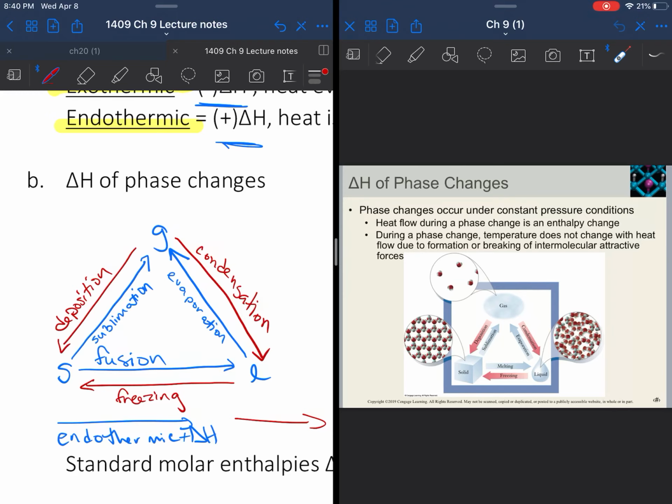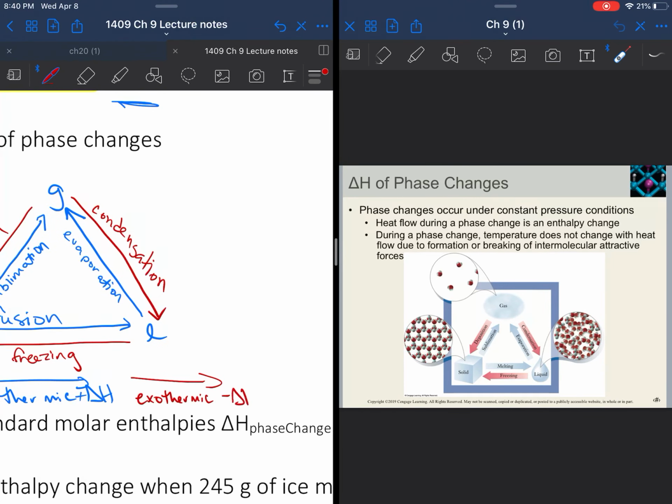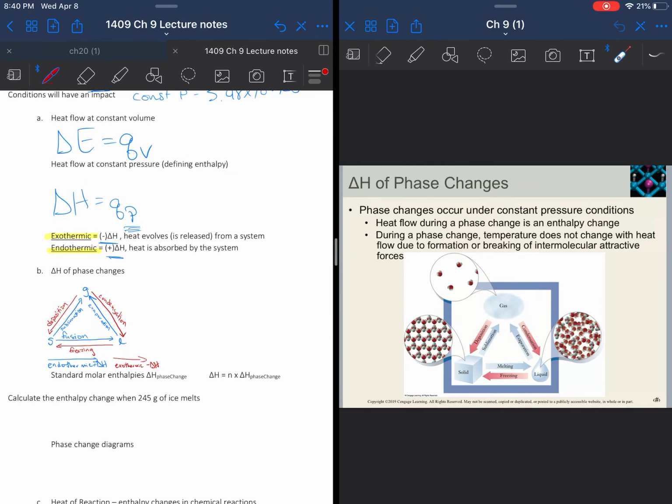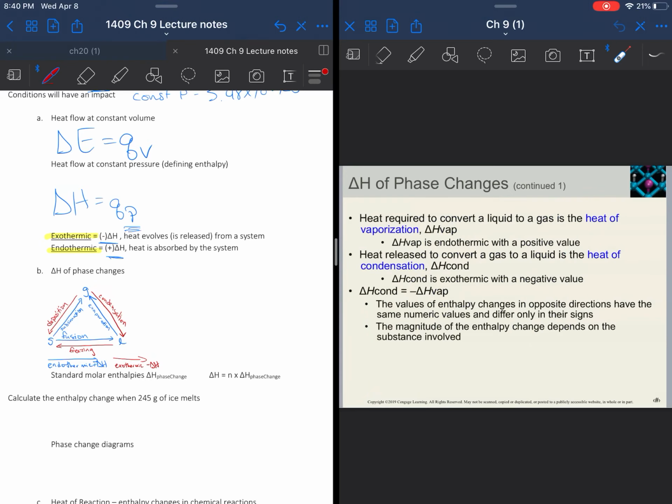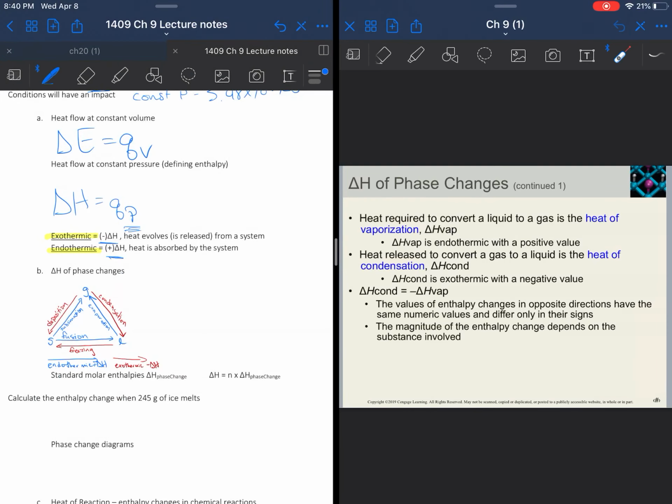You should know all of these terms. Your red arrows are going from higher energy to lower energy. So when a gas condenses to a liquid or a liquid condenses to a solid or freezes, this is going to be exothermic. It is going to give off that extra energy, and you're going to have a negative delta H.